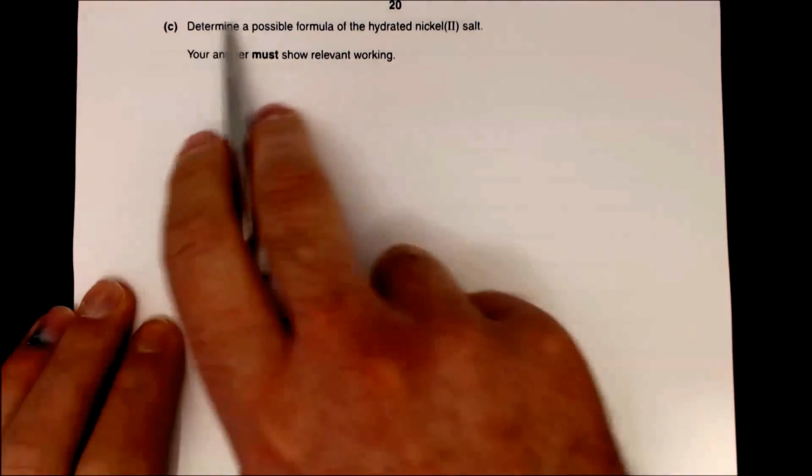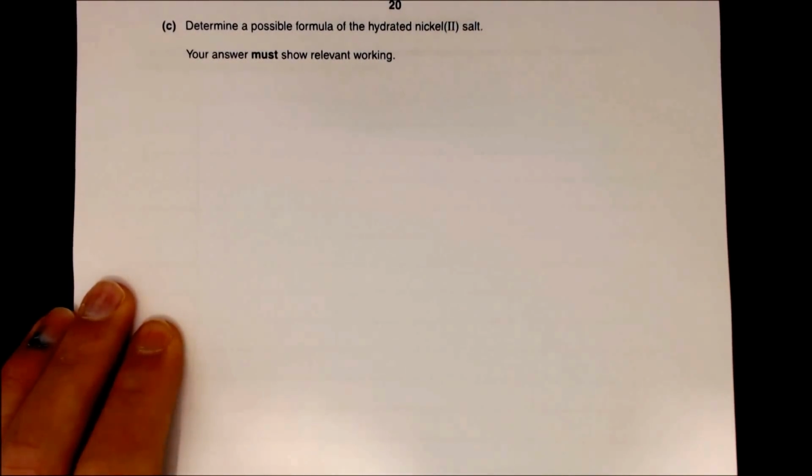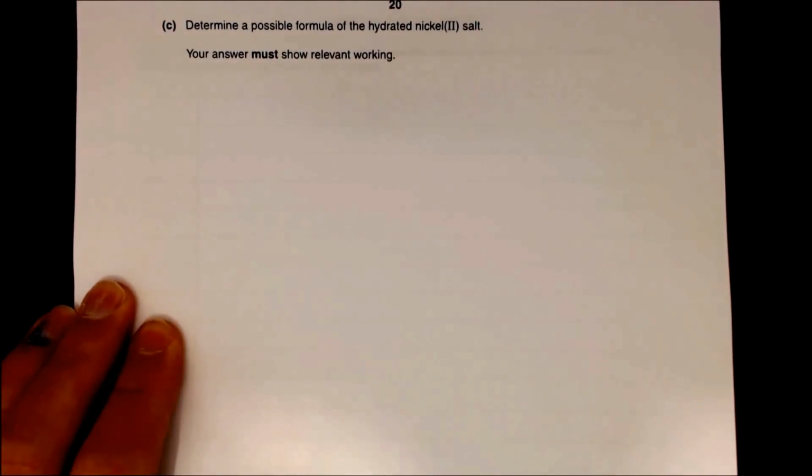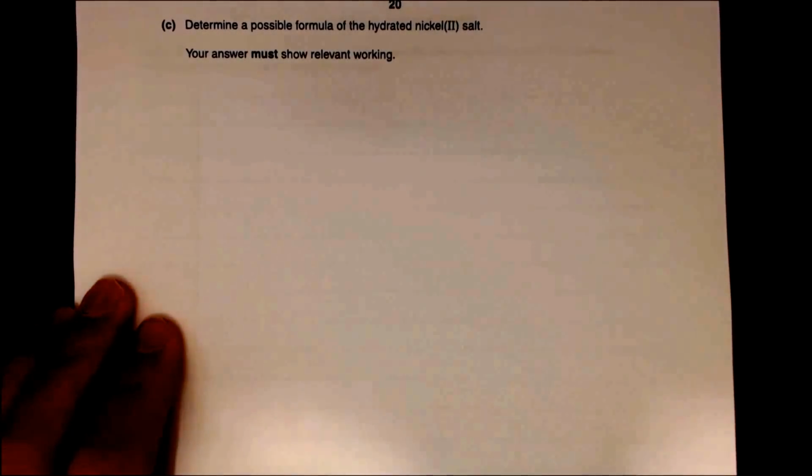So this one says determine a possible formula for the hydrated nickel 2 salt. Your answer must show relevant working. Now this is a 7-mark question, so they're after something quite substantial here. It's a big calculation. So we need to work out the possible formula of the hydrated nickel 2 salt. So what we need to do is try and work out the water of crystallization, because we have some water that's attached to it here, and so we need to work that out.